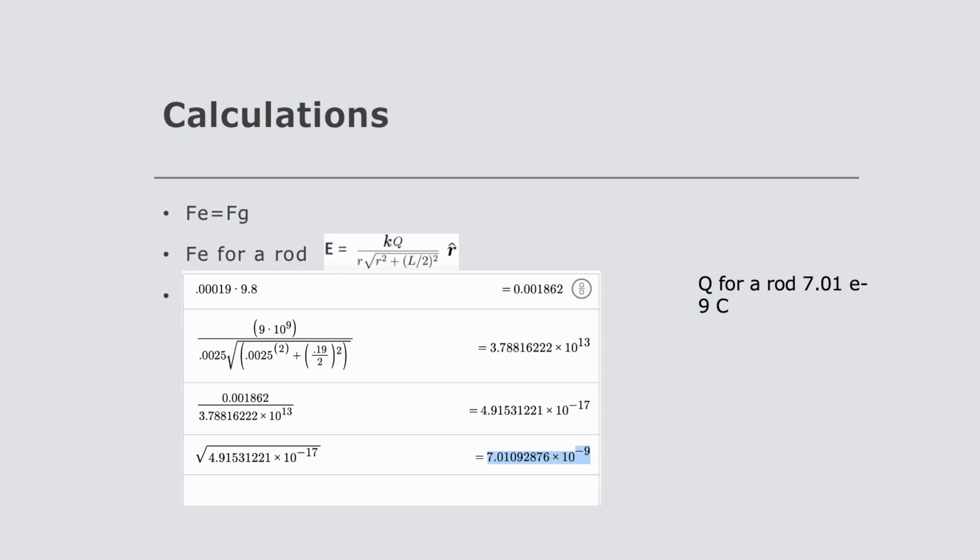So here are my calculations. We set the electric force equal to the gravitational force for this experiment. The electric field for a rod was found using the formula E equals kq over r times the square root of r squared plus (L over 2) squared, times r hat. The following image shows the calculations I did in order. I multiplied the values step by step, and then plugged them into that formula for the rod, and we found that the charge for a rod is 7.01 times 10 to the negative 9th coulombs.